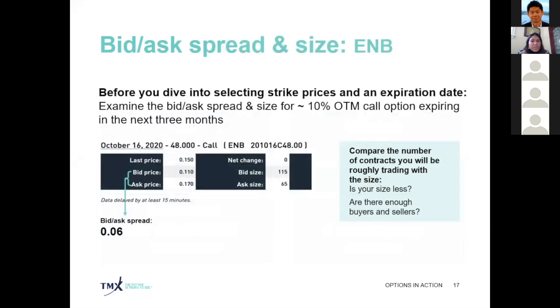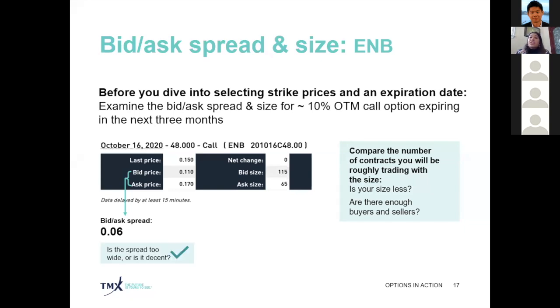Let's look at Enbridge now specifically. If you don't actually have a specific strike price and expiry date in mind, what I like to do first, before you dive in, is look at the bid-ask size for, say, a 10% out of the money call option expiring in the next 3 months to look at the liquidity. So here we have it. The bid-ask is ranging between 11 cents and 17 cents. That's a spread of 6 cents.